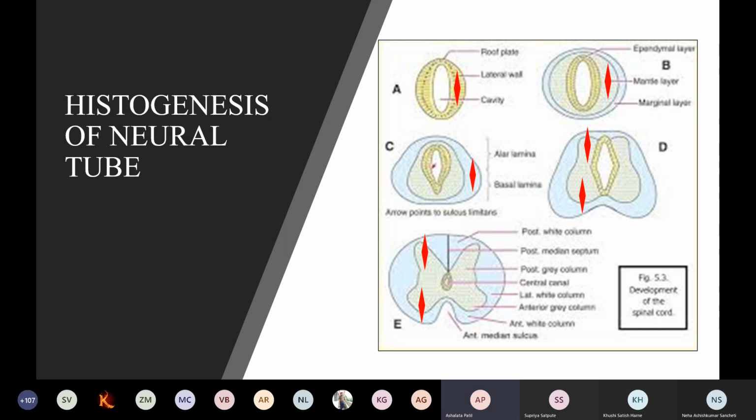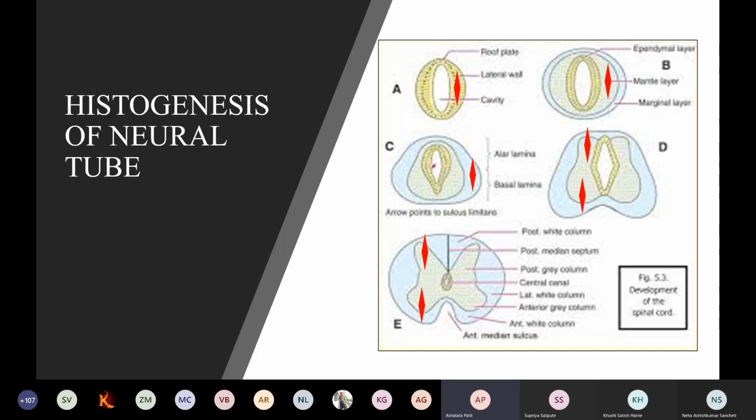And the outermost layer is the marginal layer. Further changes are seen in the mantle layer. Now the ventral part of the mantle layer bulges. So this mantle layer gets divided into a ventral part and a dorsal part. This arrow is showing the ventral part. This is called the basal lamina. And the dorsal part of this mantle zone is called the alar lamina.